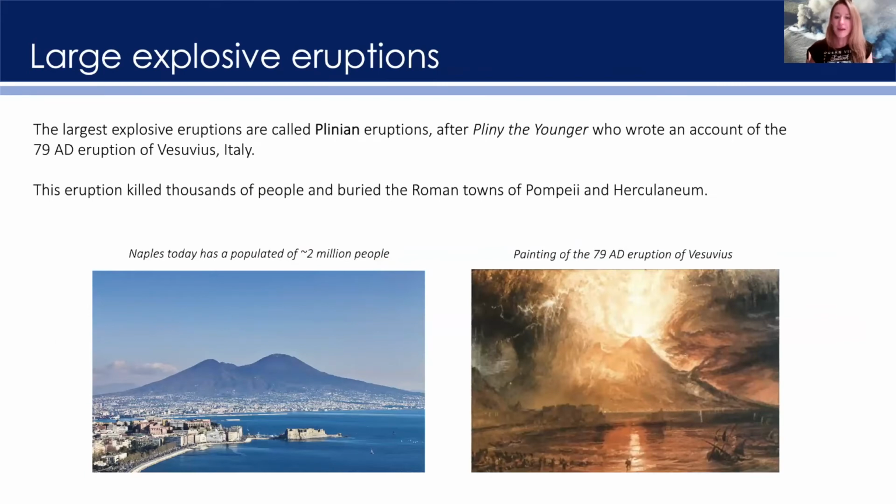So thinking a little bit about large explosive eruptions, I realize time is passing faster than I expected, so I'll try and keep moving. The largest explosive eruptions we have on Earth are called Plinian eruptions. This is named after Pliny the Younger, who made the first observations of the 79 AD eruption of Vesuvius in Italy. And you're probably very well aware of this eruption, but it killed thousands of people and buried the Roman towns of Herculaneum and Pompeii. Next slide, please.